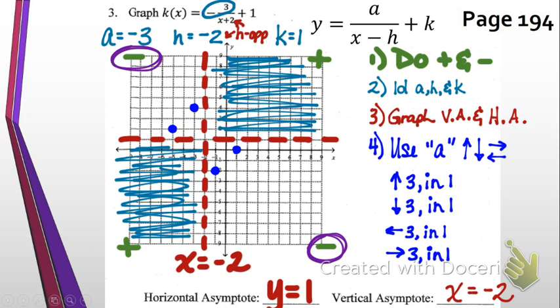I need to make it hug along the asymptote, so it's going to make like an L shape or a J shape, depending on how you look at it. It needs to hug along the asymptotes, and it needs to go through those 2 dots that I've got. It will not cross those asymptotes there. Beautiful.